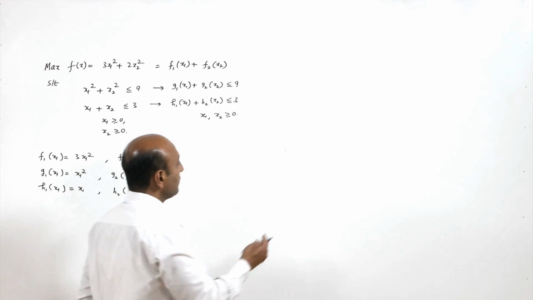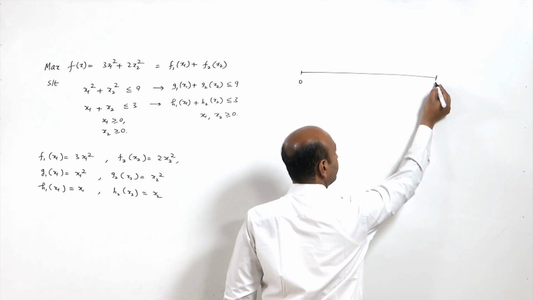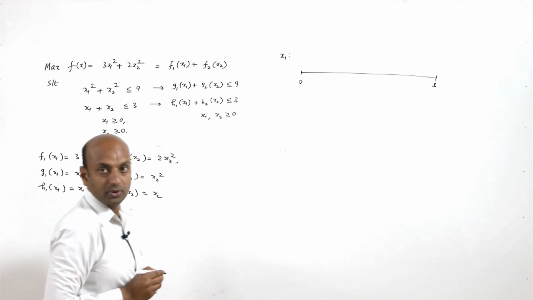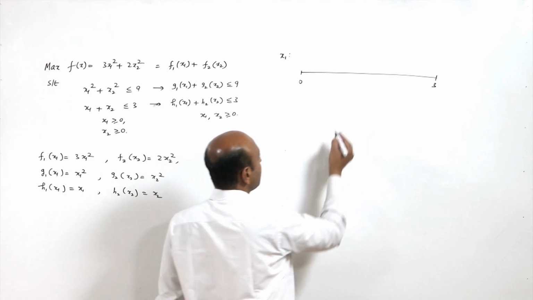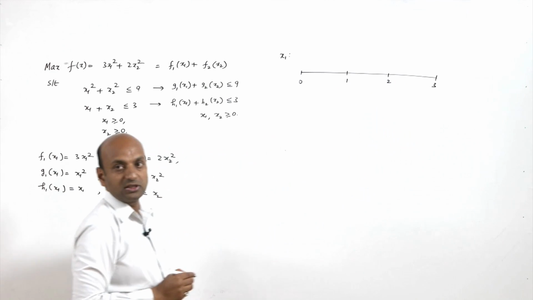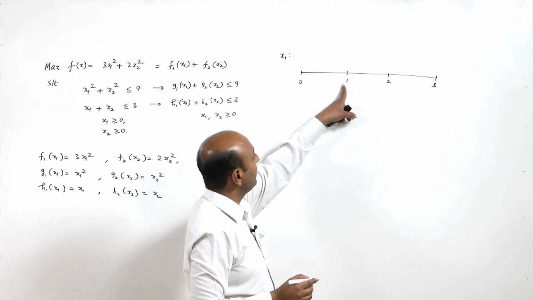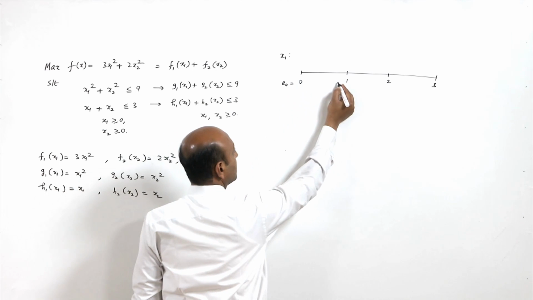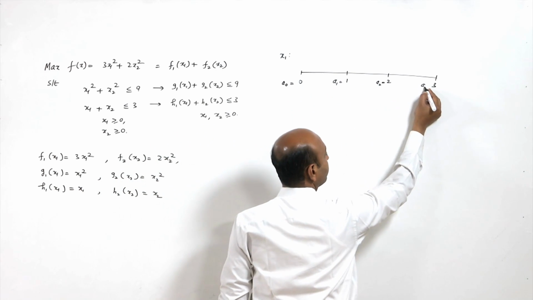Now, we will see x1 is between 0 and 3. So, we can mark grid points as 0, 1, 2, 3. These are the grid points. This is A naught, this is A1, this is A2, this is A3.